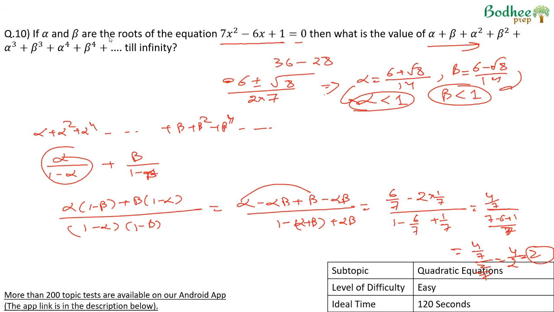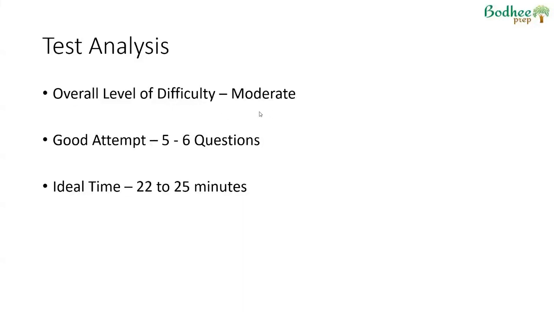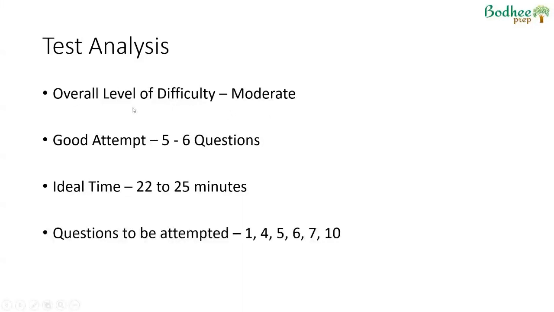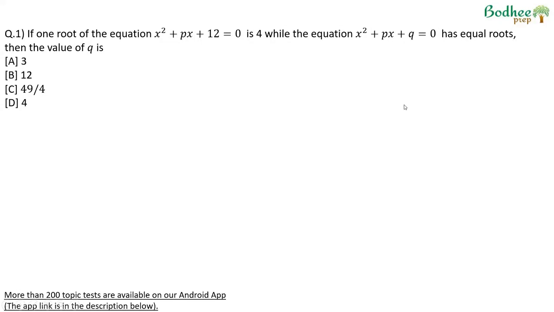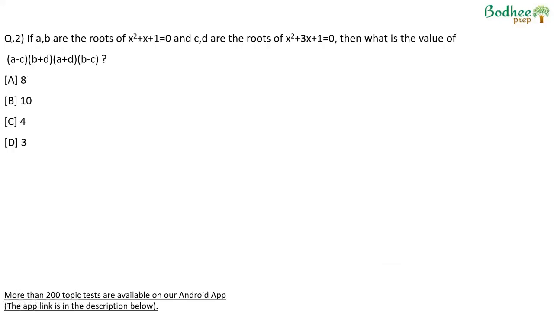And therefore, if you look at the overall analysis for the test, moderate difficulty, 5 to 6 questions net correct, 20 to 25 minutes attempt time. For me, the questions would be 1, 4, 5, 6, 7, 10. Which are these? Definitely doing this one, sum and product of roots.